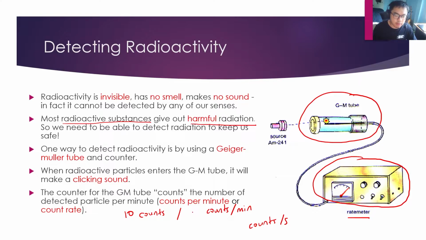Let's say you have 17 counts per minute, so that means every minute the GM tube is detecting 17 counts of radiation every single minute. And you can also have counts per second. Let's say you detected 115 counts per second. So that's every second your GM tube is detecting 115 radiation going into it. That is quite a high number of radiation going on.